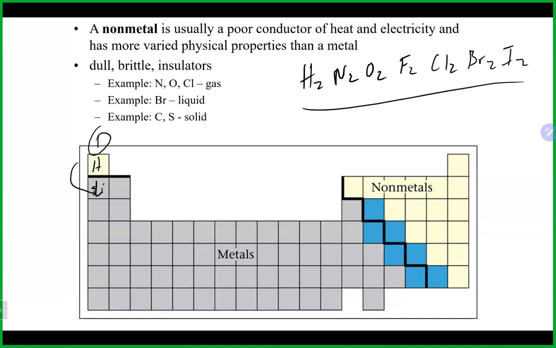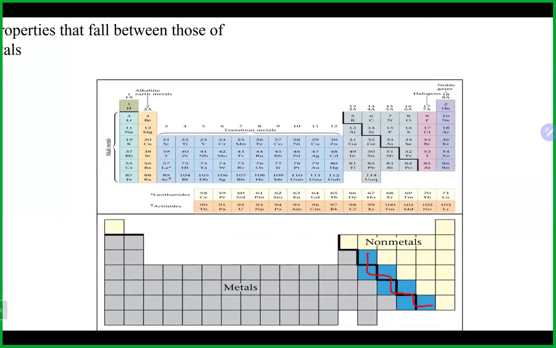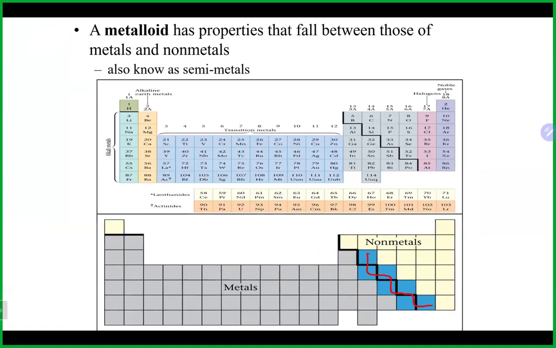When we come to the staircase, as you can see, and some books will include boron with it, these coming down here are our metalloids, sometimes referred to as semi-metals. These are elements that basically have properties that fall on both sides of where they're located. The same element will have some properties that are very similar to metals, and some properties that are very similar to non-metals. So it makes sense about where they're located, in that transition point between metals and non-metals. They bridge the gap between them, like semiconductors and stuff like that.